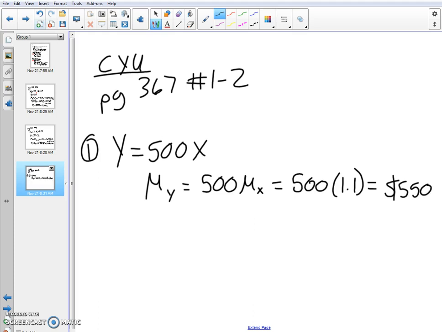All right, when you do the standard deviation then also for number 1, the standard deviation of Y is going to be equal to the square root of, I know my B is 500, so 500 squared times that standard deviation of X, which was 0.943 squared, which makes the final standard deviation 471.5.